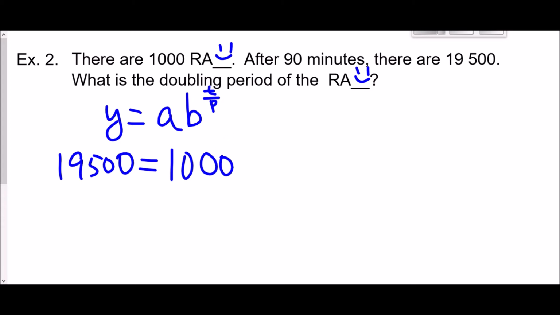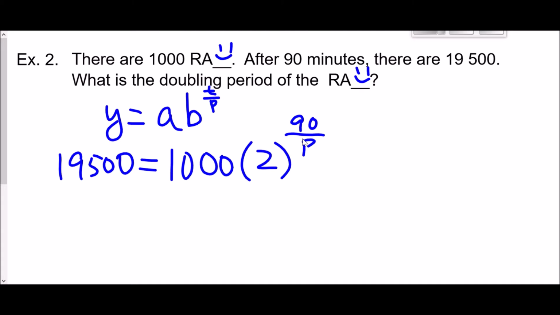Alright, so if you look at this, B in this case, the question mentioned a doubling period, so you get double, therefore your B value is 2, raised to the power of T over P. T is the total time period, so your total time period is 90 minutes. And P is what you don't know, because P is the time it takes for the event to happen, in this case for doubling to happen. So now the only thing we don't know is P, so solve for P.